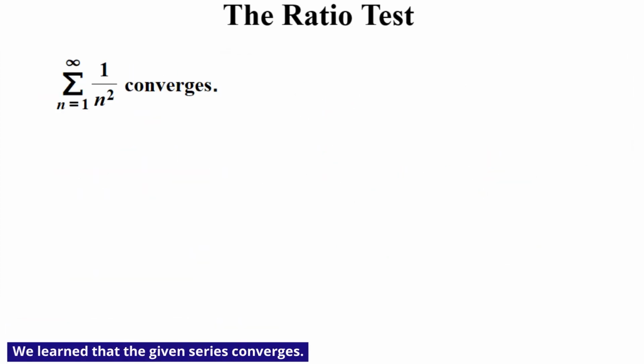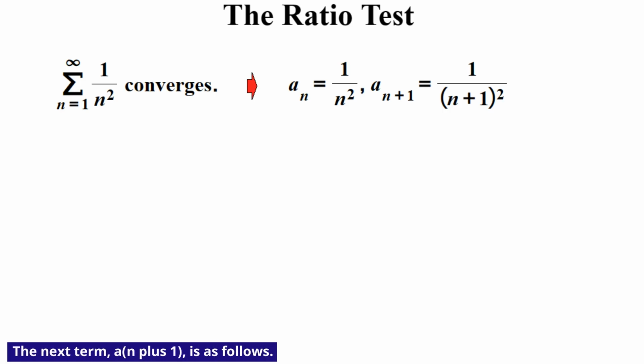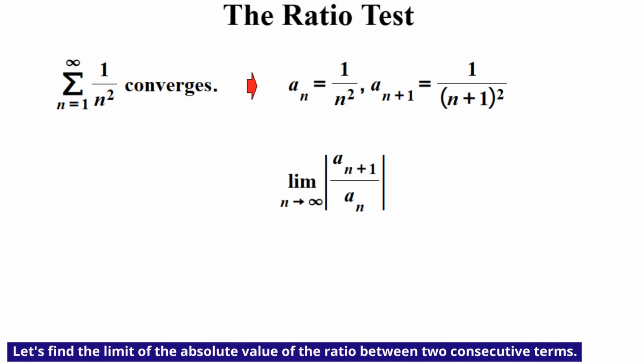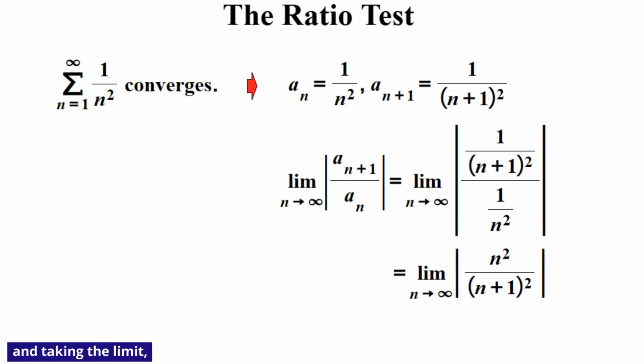We learned that the given series converges. Let the general term be denoted as an, where an is 1 over n squared. The next term, an plus 1, is as follows. Let's find the limit of the absolute value of the ratio between two consecutive terms. After simplifying the complex fraction and taking the limit, it becomes 1.